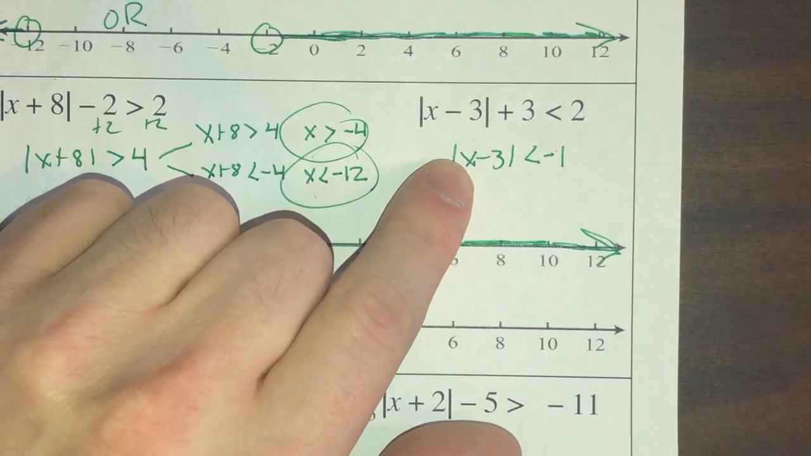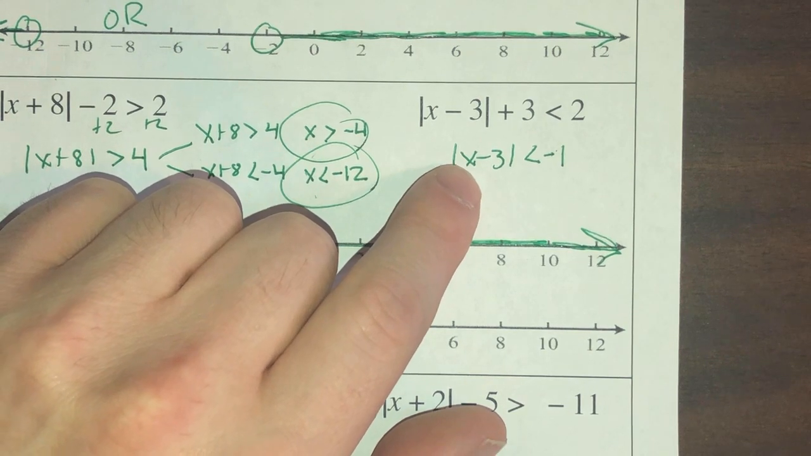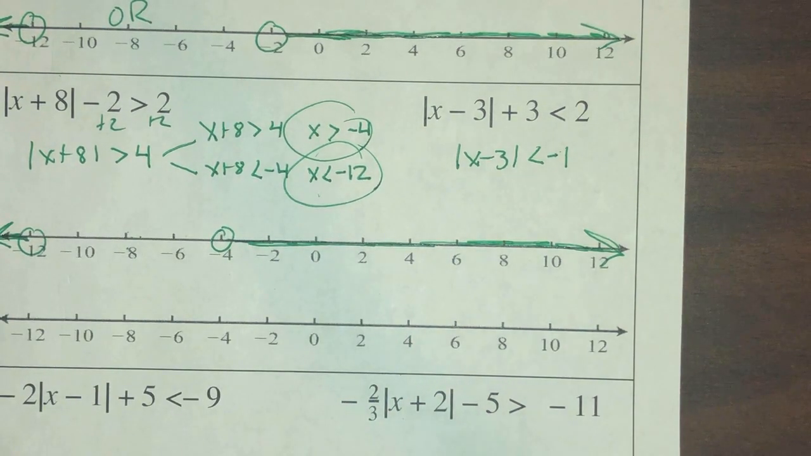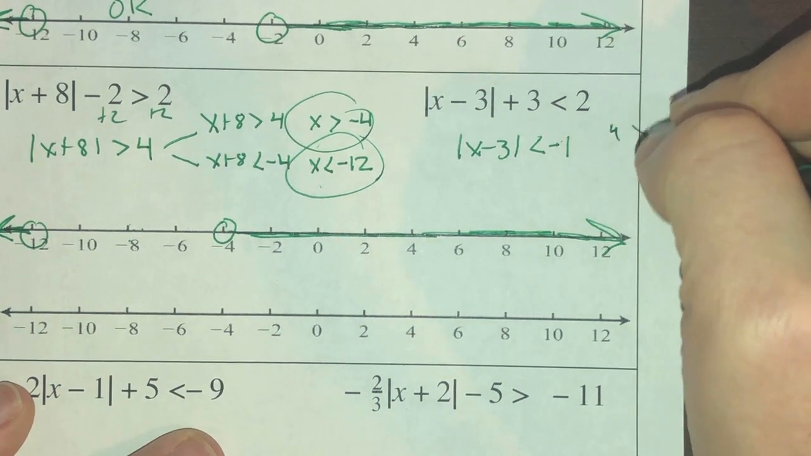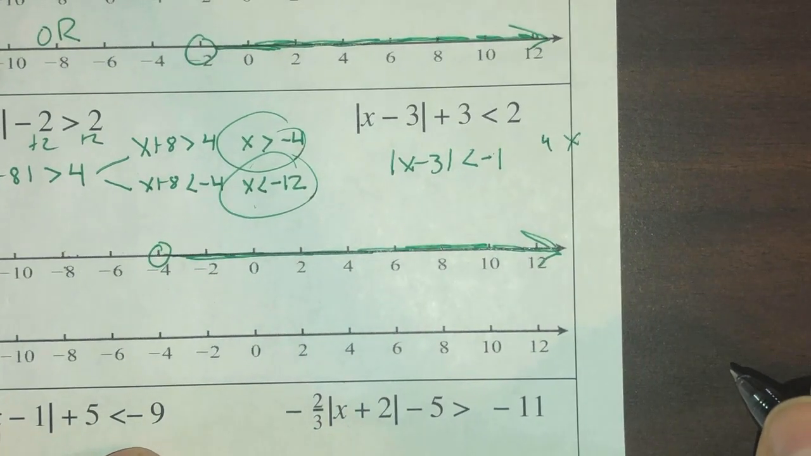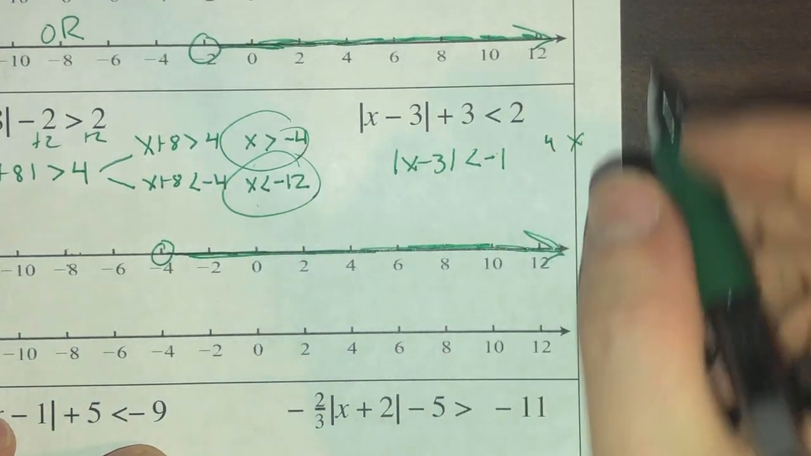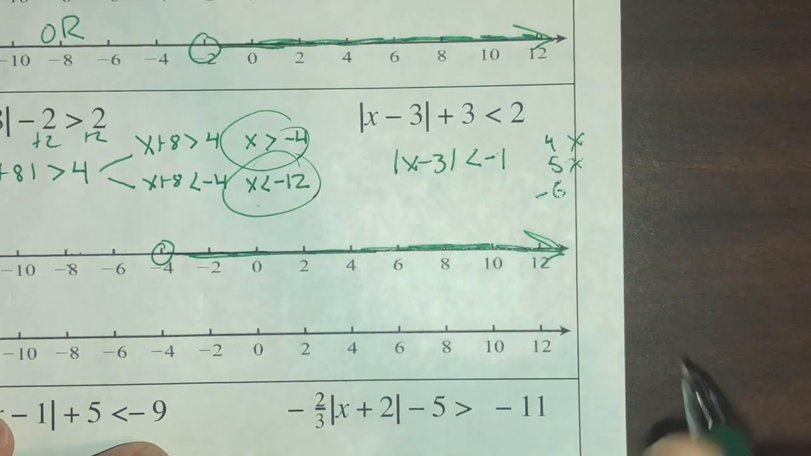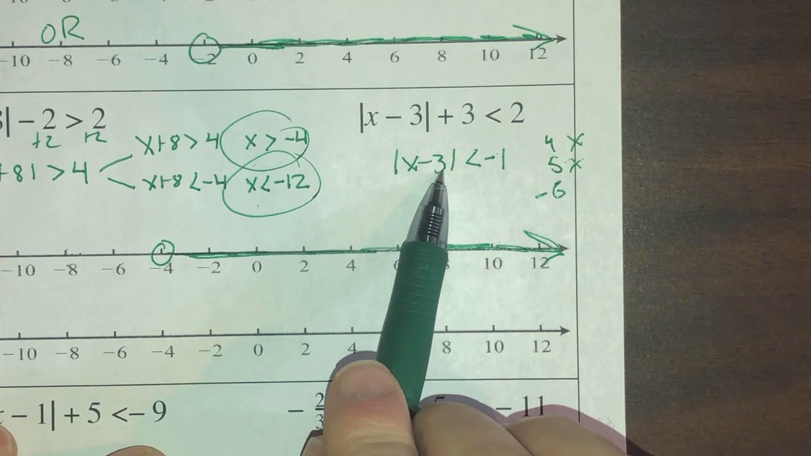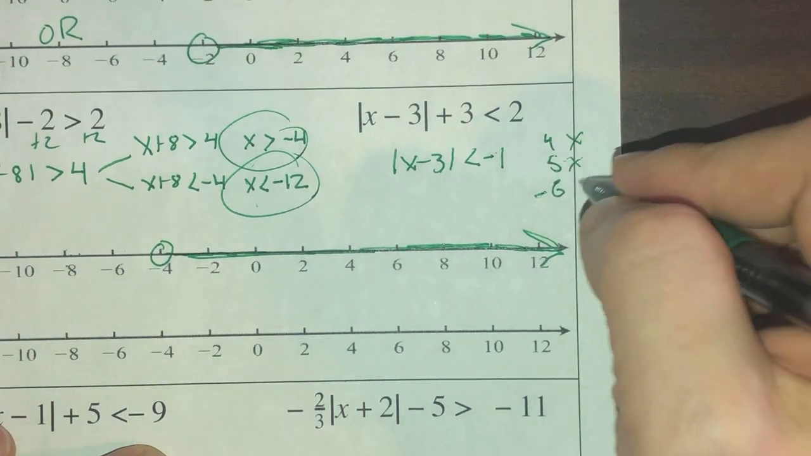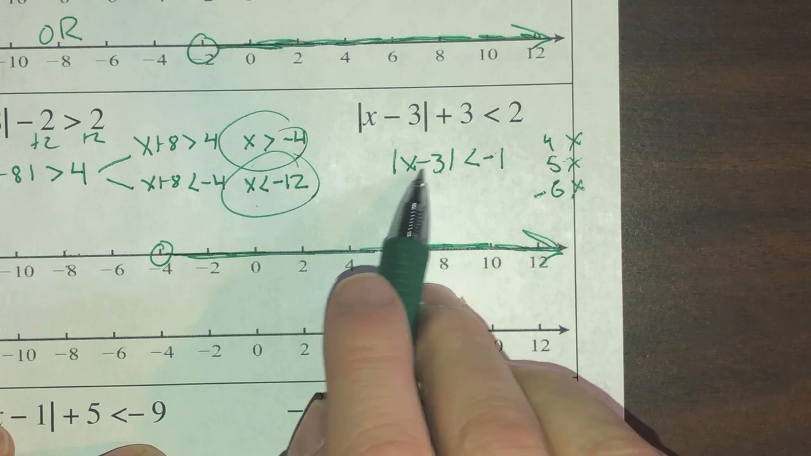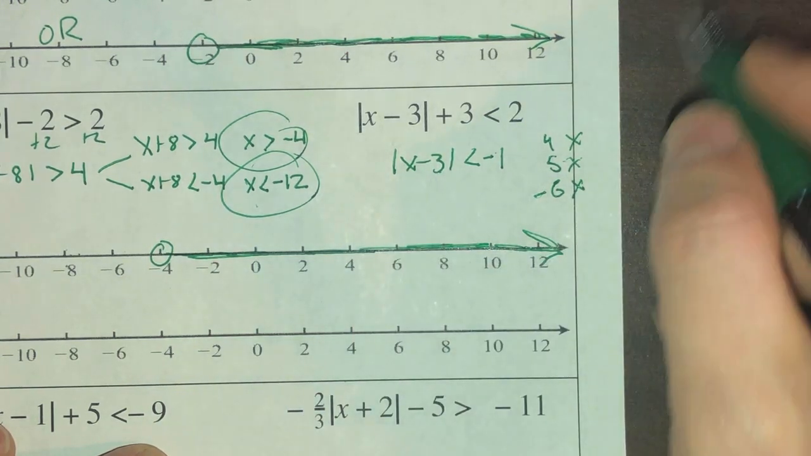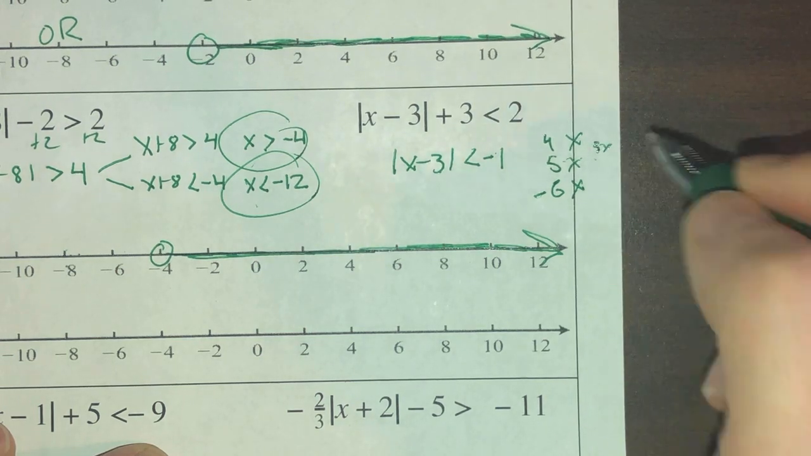Well, I know absolute value, whatever comes out here, let's plug in some numbers. 4. 4 minus 3 is 1. Absolute value is 1. 1's not less than negative 1. So 4 doesn't work. 5. 5 minus 3 is 2. Absolute value of 2 is 2. 2 is not less than negative 1. What about negative 6? Negative 6 minus 3 is negative 9. Absolute value of negative 9 is 9. Nope. How about 3? 3 minus 3 is 0. Absolute value of 0 is 0. 0 is not less than negative 1. No. No solution.